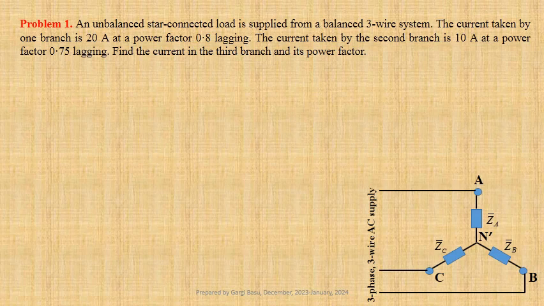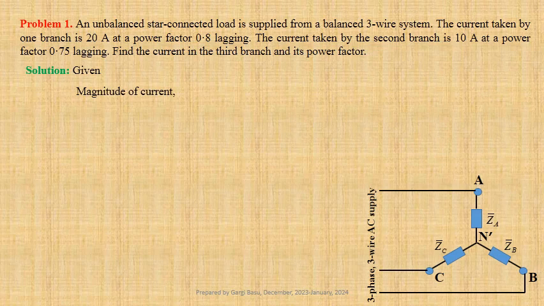An unbalanced star-connected load is supplied from a balanced 3-wire system. The current taken by one branch is 20 ampere at a power factor 0.8 lagging. The current taken by the second branch is 10 ampere at a power factor 0.75 lagging. We have to determine the current in the third branch and its power factor. Let us first write down the given data.